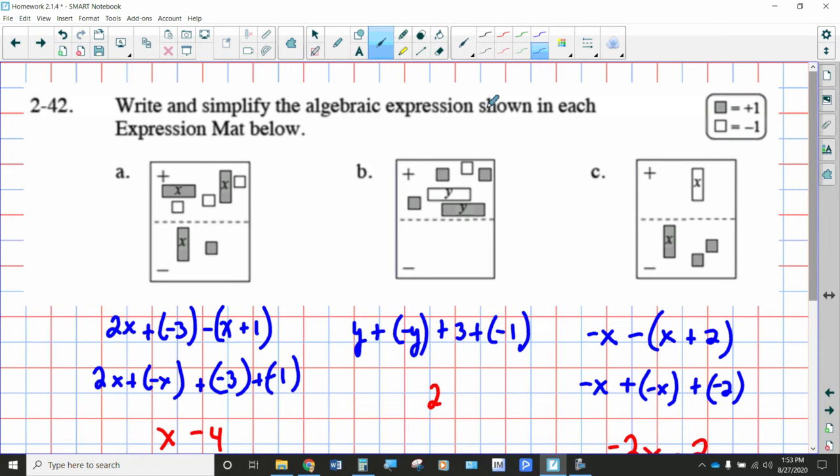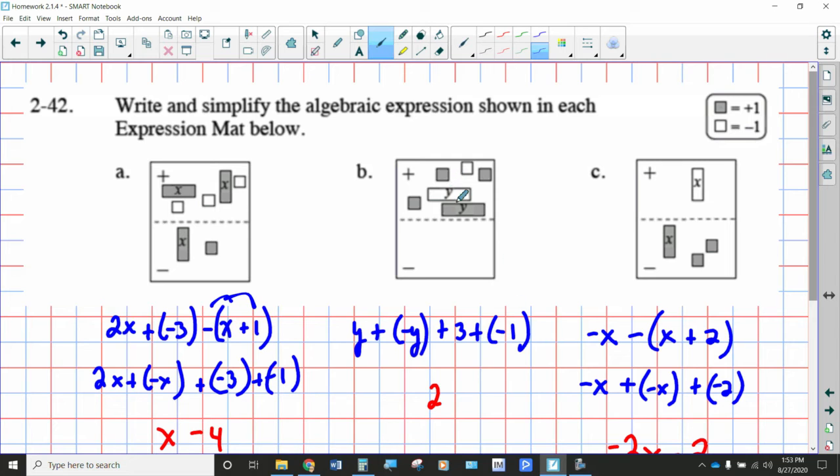Write and simplify the algebraic expression shown here. Okay, so always start with the original. You've got everything up here being added, everything down here is being subtracted away. So 2x's plus -3 minus an x minus a 1. Or, as I wrote it, minus the sum of the x plus 1. But if you use distributive property here, that would end up being -x and -1.